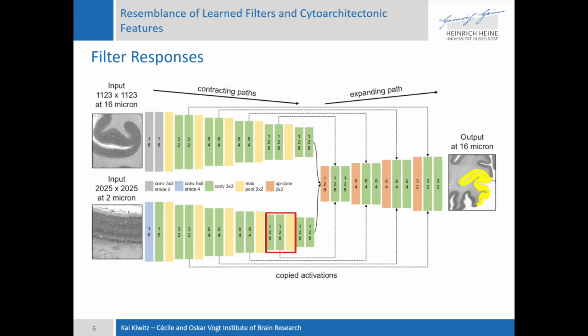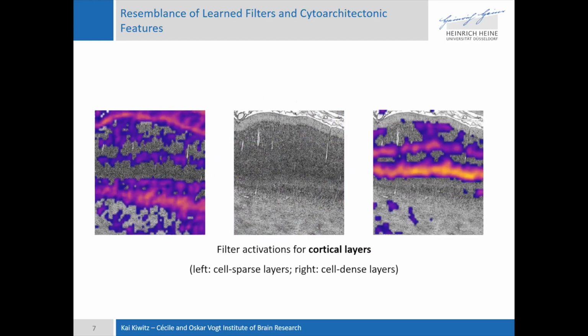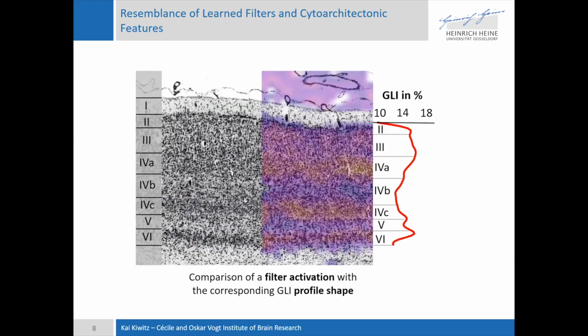If we go deeper into the tool, we find filter activations for cortical layers. This is an excerpt from the primary visual cortex, and what you can see on the left side is a filter activation for a cell sparse cortical layer, and the complementary filter on the right side shows a filter activation for the more cell dense cortical layers. And if we compare these filters to the GLI approach, which is the current gold standard technique for cytoarchitectonic mapping, we see that it actually fits quite well to the profile shapes of the GLI.